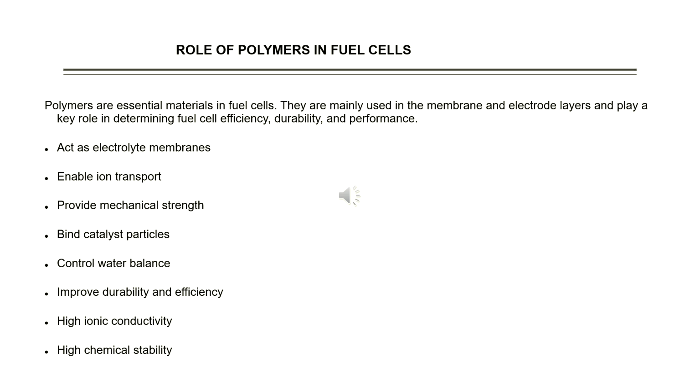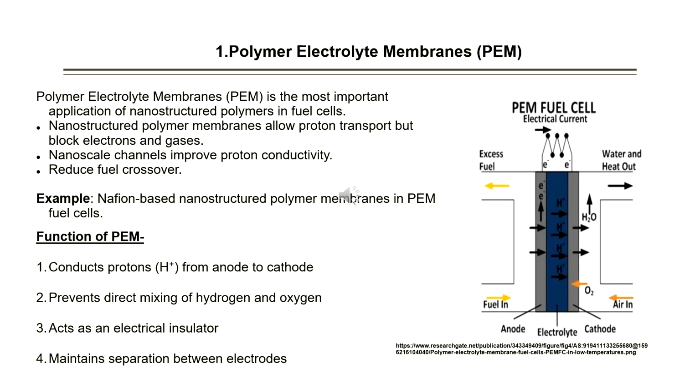They also improve the durability and efficiency. Now coming to the applications of nanostructured polymers in fuel cells, the first application is polymer electrolyte membranes, in short PEM. It is the most important application of nanostructured polymers in fuel cells. What is happening in a fuel cell? In a fuel cell, hydrogen is oxidized at the anode and produces protons, which are H plus ions, and electrons.